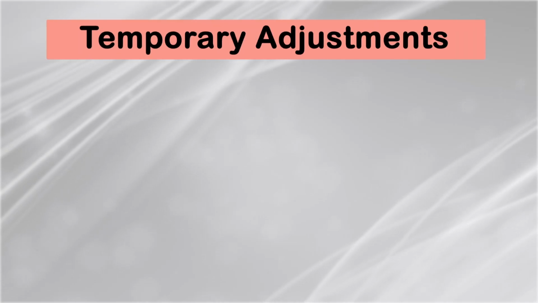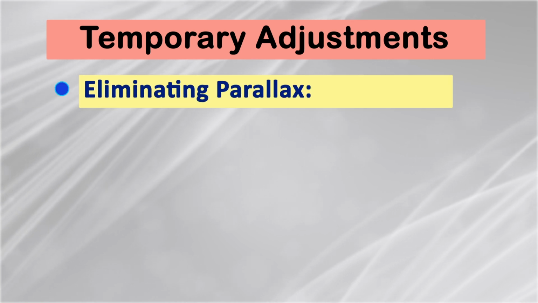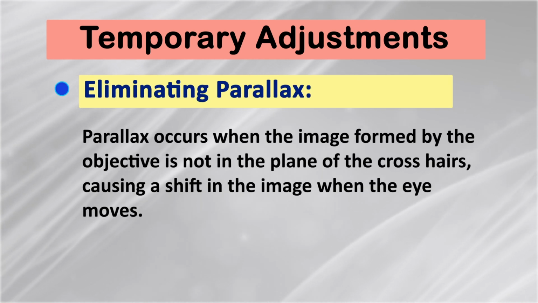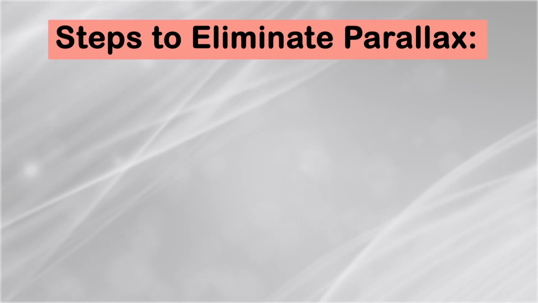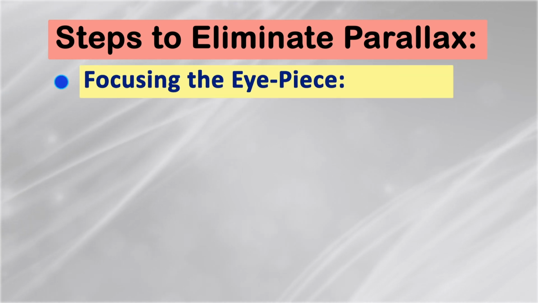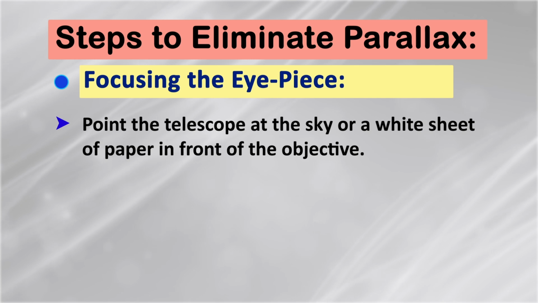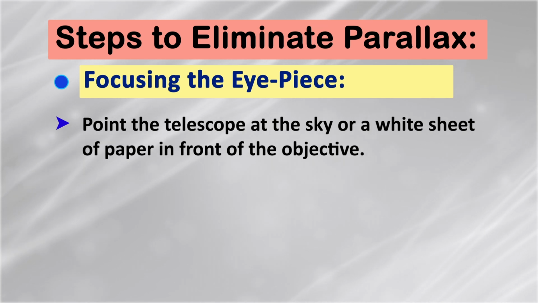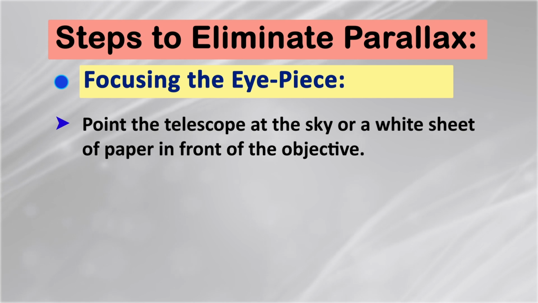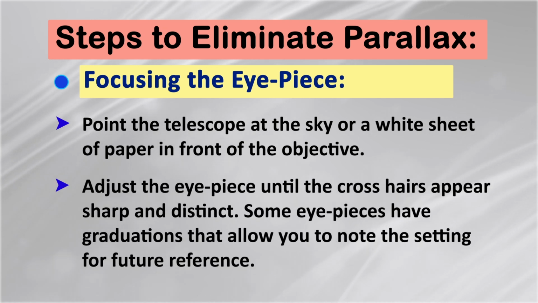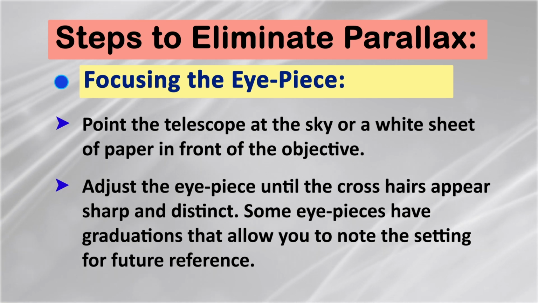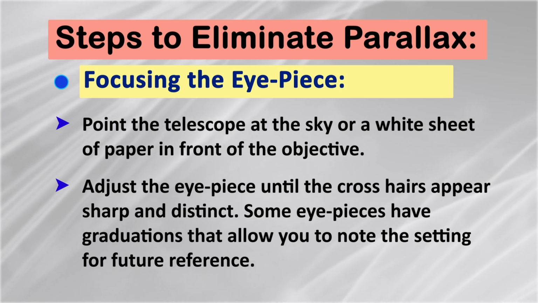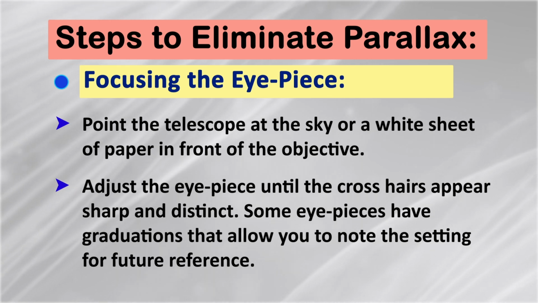And the next step in temporary adjustment is to eliminate the parallax. As we have already studied about the parallax, we will directly go through the steps of eliminating parallax. The first one is to focus the eyepiece, in which we will point the telescope at the sky or a white sheet of paper in front of the objective. We will adjust the eyepiece until the crosshairs appear sharp and distinct. Some eyepieces have graduations that allow you to note the setting for future references.